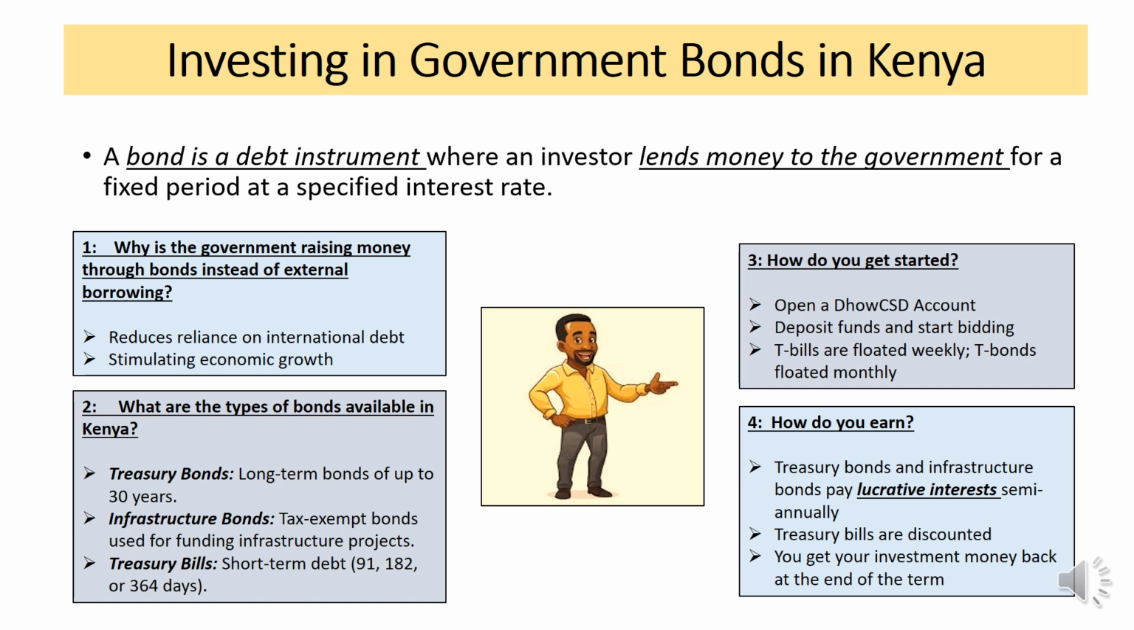So semi-annually means twice a year. After every 6 months, you are paid interest. So you are paid interest in June and December. And then at the end of the period that you agreed, the 50,000 that you deposited is returned to you. Okay? So that is how a T bond and a T bill works.